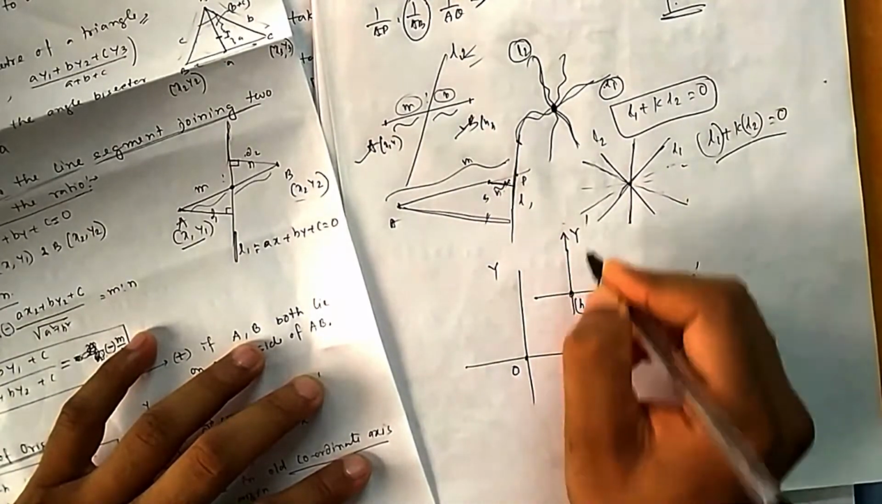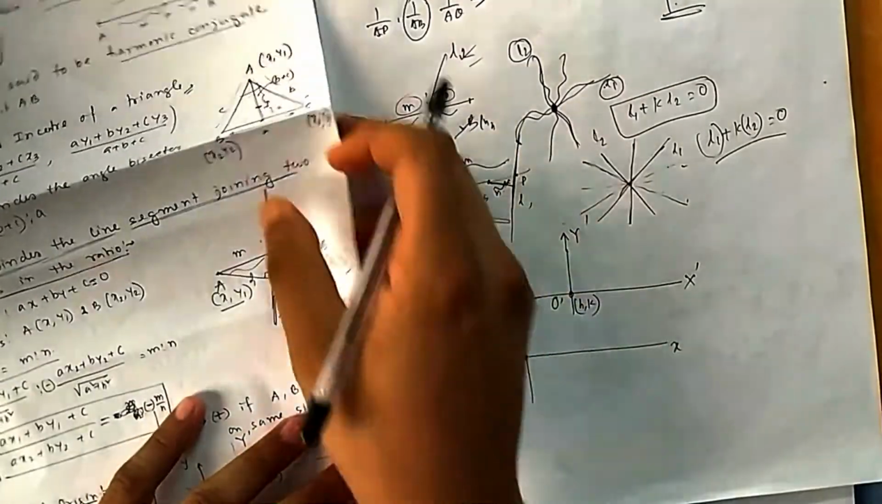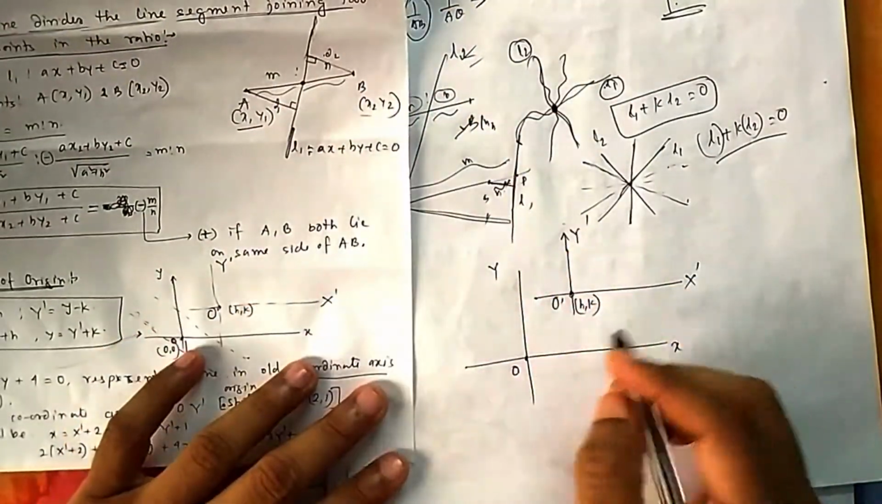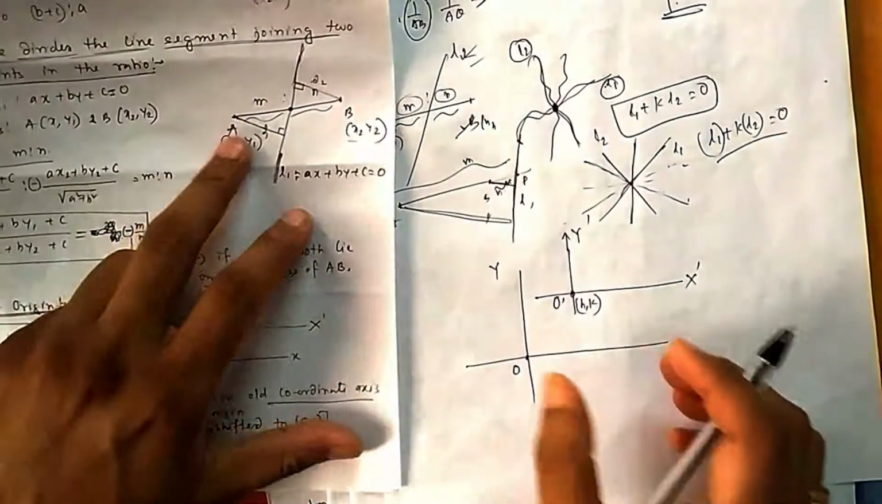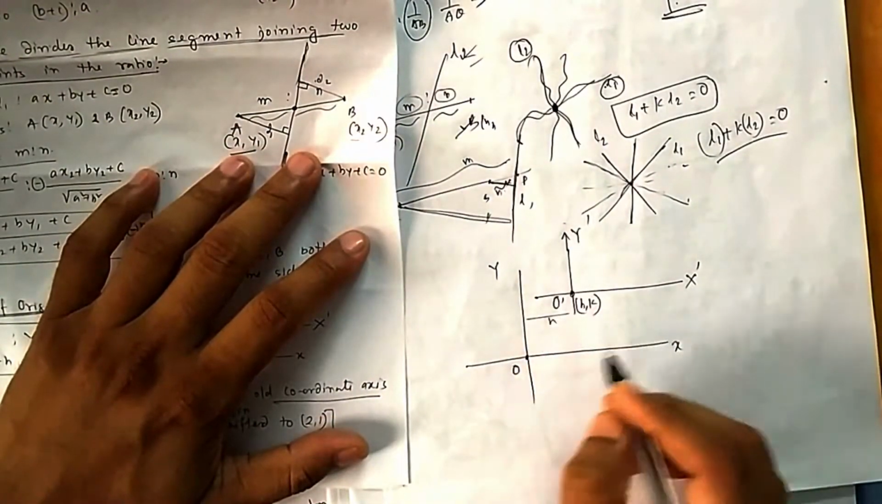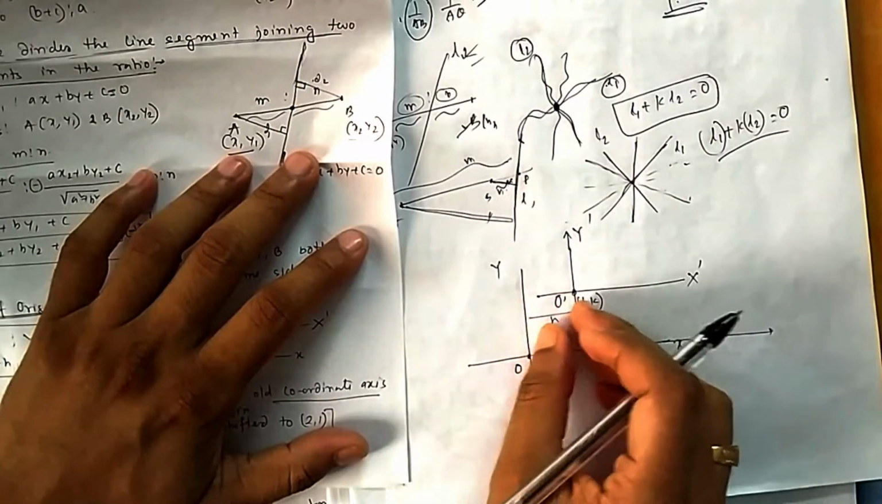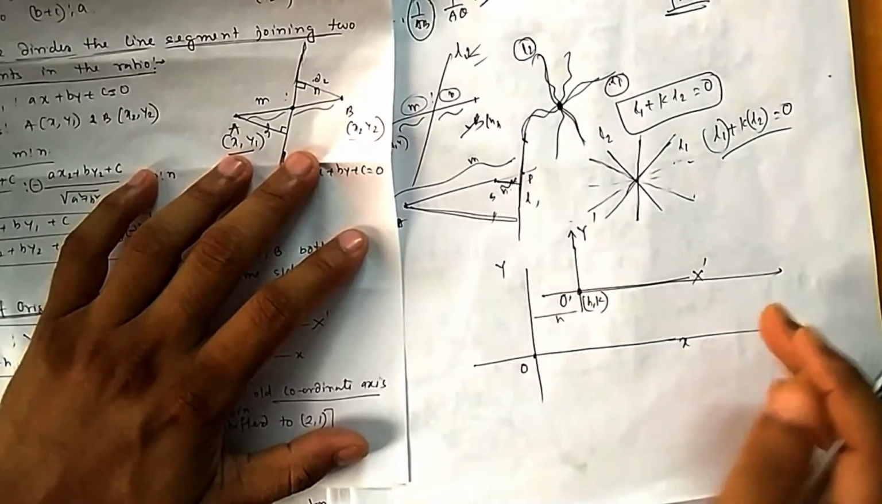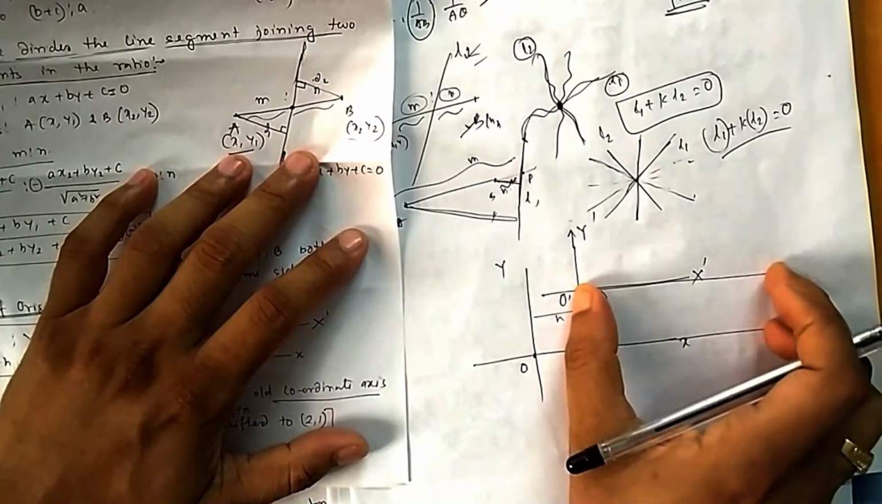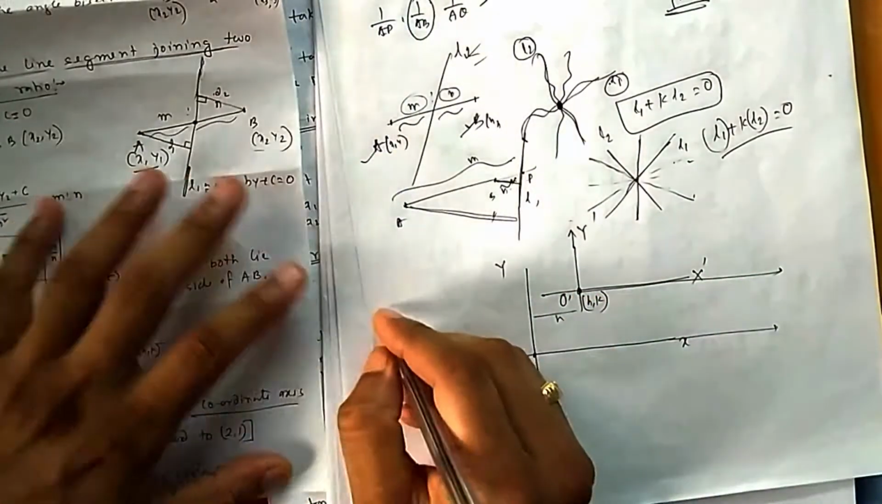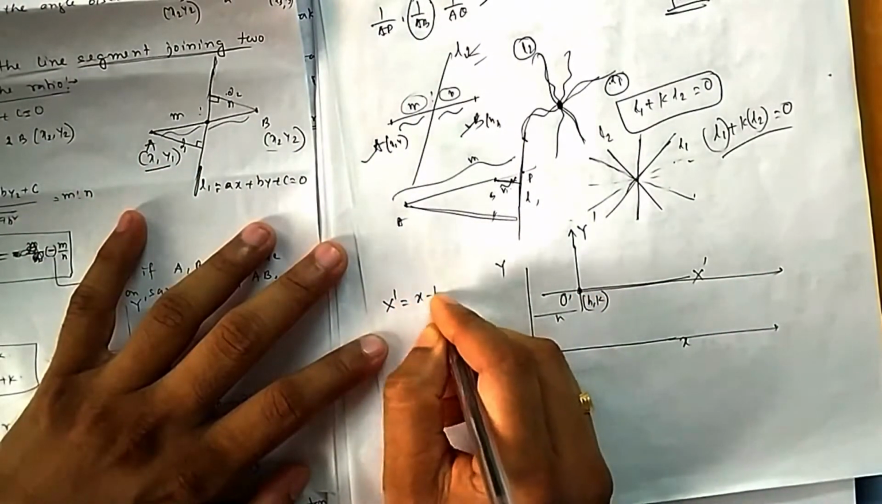So you can think of this as x dash o y dash. Suppose this is h. Earlier your x-axis was from this to this. Now your x-axis is reduced by h, because you are starting from here now. So this is your x, and here it will be x minus h. So your new x dash will be x minus h.